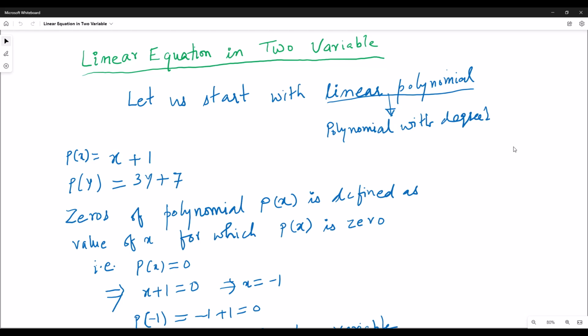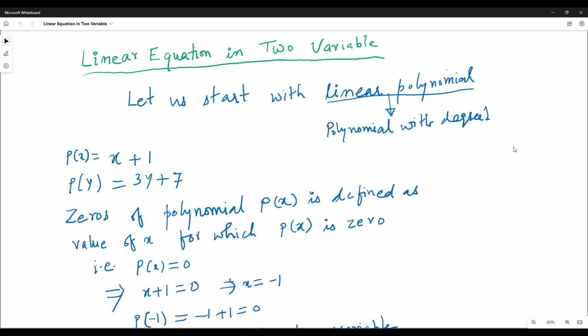Let us talk about linear equation in two variable. When we say linear equation, it means it is linear polynomial and the variables are 2. Okay, and p(x) equals x plus 1. Here variable is only 1 and degree is also 1. So it is linear polynomial in one variable, and p(y) is 3y plus 7. So this is also linear polynomial in one variable.